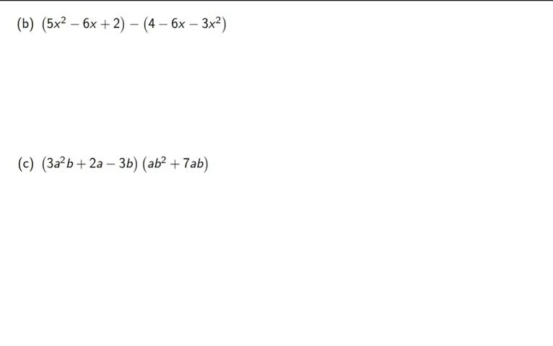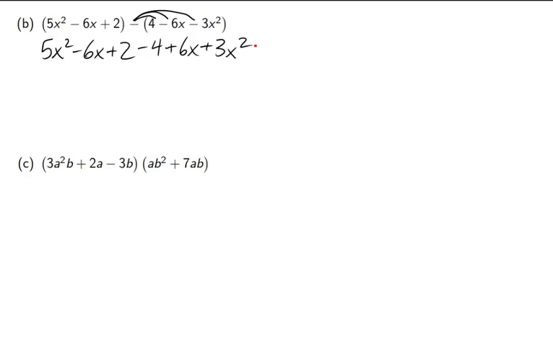Next one. This one has subtraction. And again, I'm going to drop the parentheses, but I'm going to do it kind of carefully. The first part, I can just remove the parentheses. But the second part, what I'm going to do is distribute my negative sign. So I get negative 4 plus 6x plus 3x squared.